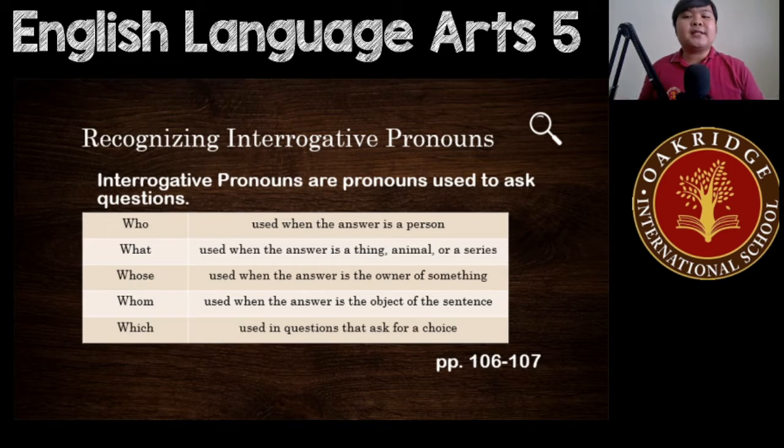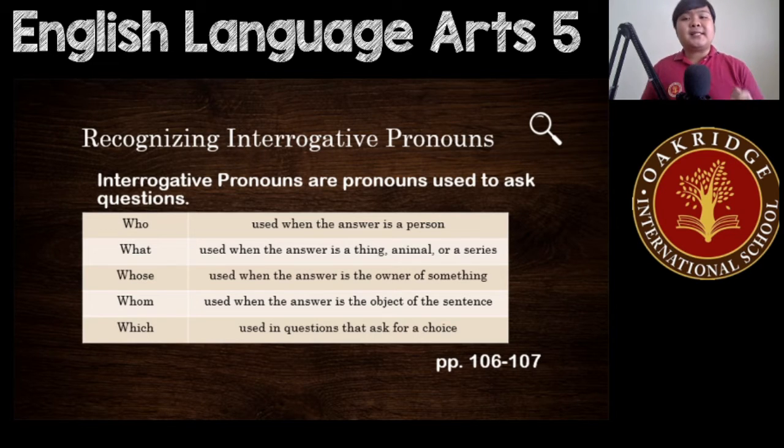Okay, now these are different kinds of interrogative pronouns. So let's start with the first one. When do you use who? Who is used when the answer is a person. So when you're asking a question and the answer is a person, we have to use the interrogative pronoun who. How about what? What is used when the answer is a thing, animal, or a series.